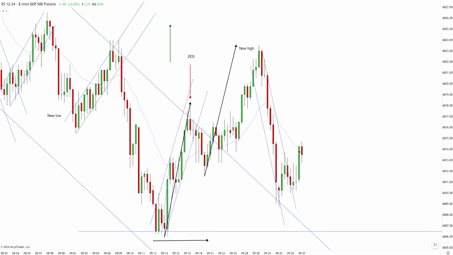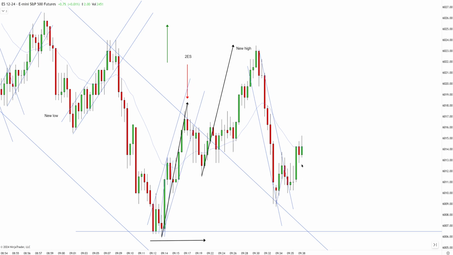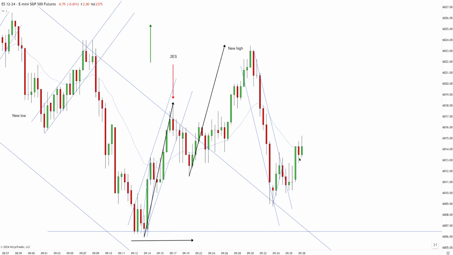First entry short, pullback, almost second entry short. I was about to take this setup, but there was no trigger. Remember, you need to have a trigger. There needs to be a break below the low of this signal bar for there to be first entry short, failed, second entry short. There is no second entry.